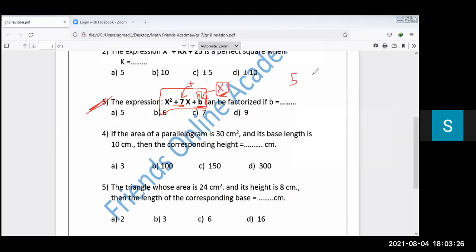Do you have another answer? No. So this is the place of multiplication. 5 can be 5 times 1. Now take these numbers and add them to get the middle term. 5 plus 1 gives you 7? No. So we can't take 5. 5 is wrong.